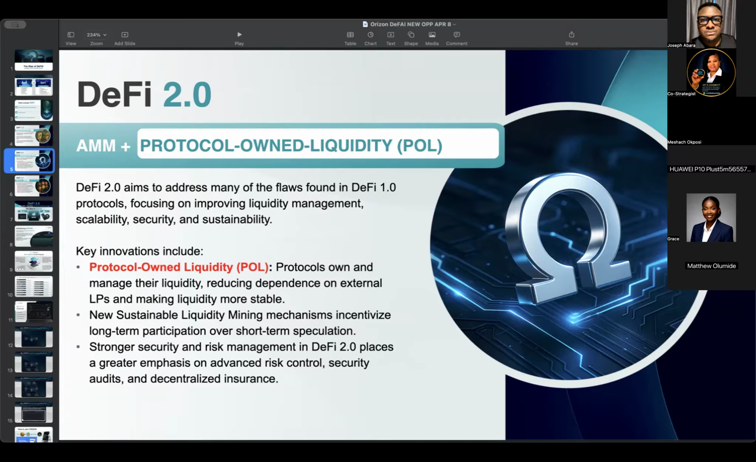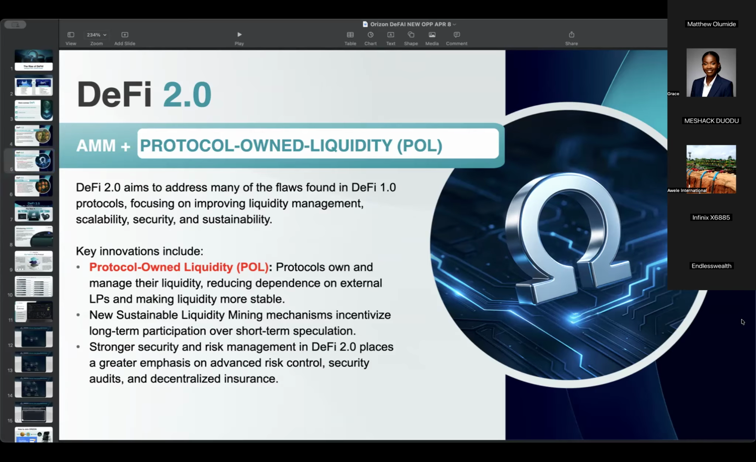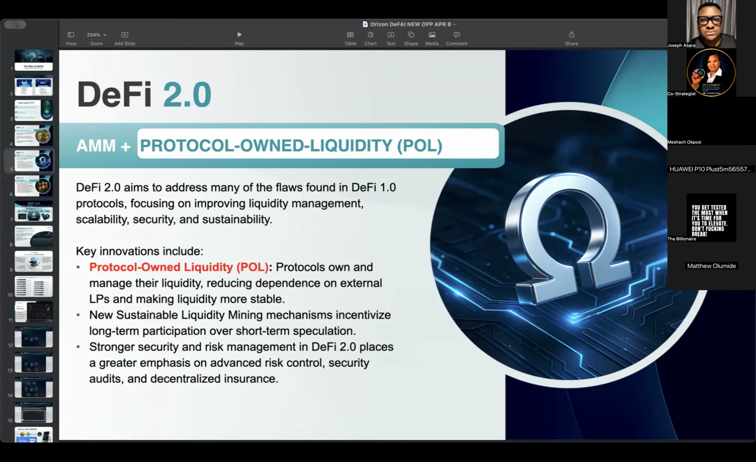But in this particular model called protocol-owned liquidity, you have a DAO, and in that DAO, the entire liquidity belongs to the project. Okay? It does not belong to any other individual. It belongs to the project.